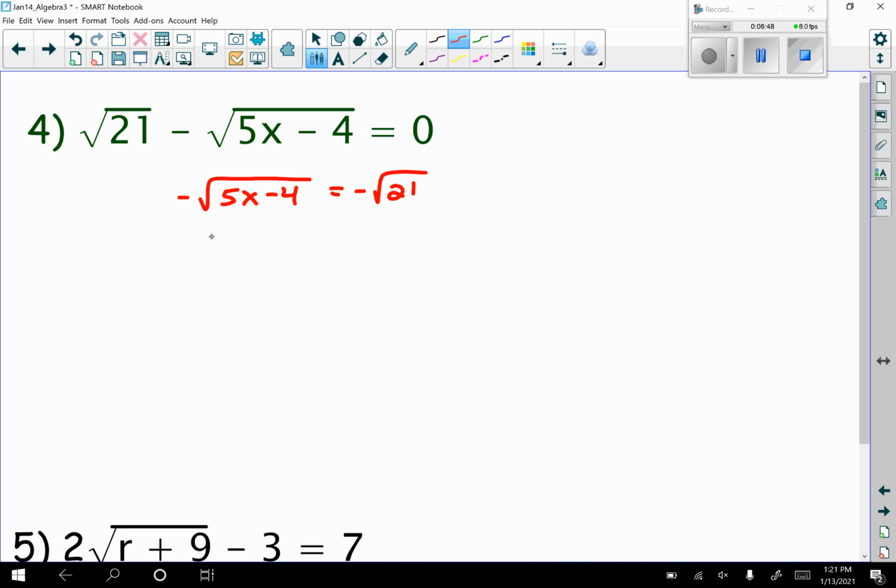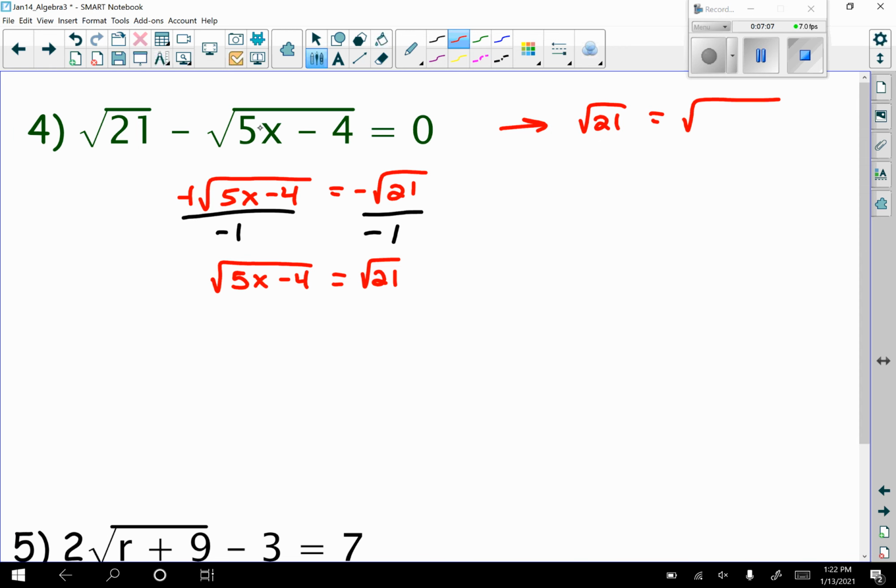My radical over here still isn't by itself. There's really a negative 1 out in front. So I could divide both sides by negative 1, and it gets rid of the negative. So then we have the square root of 5x minus 4 is going to equal a positive radical 21. We would have gotten that way too if we left the radical 21 over here and just added the radical 5x minus 4 to both sides. It's just on the other side.